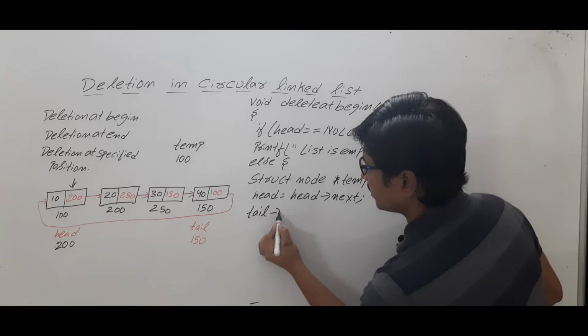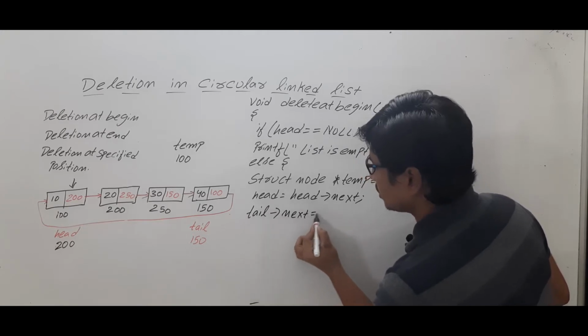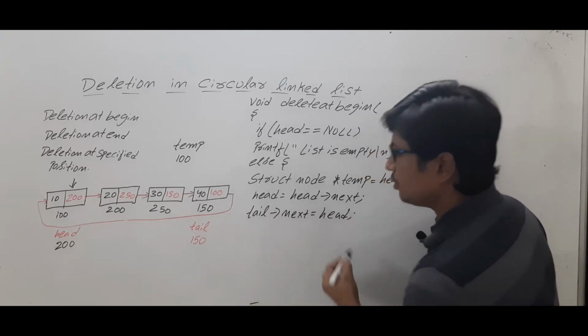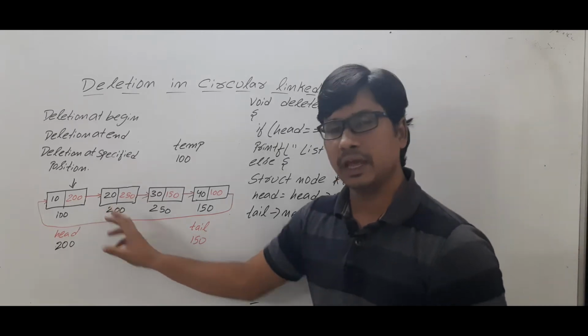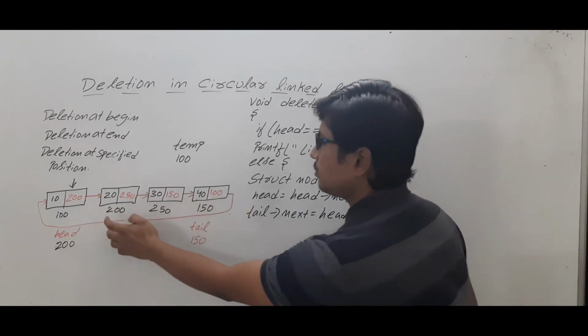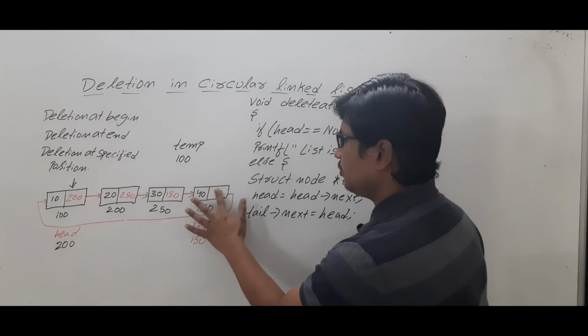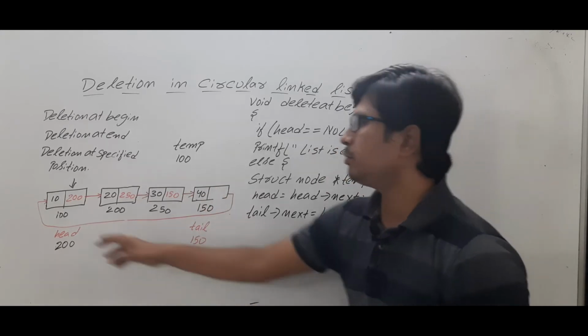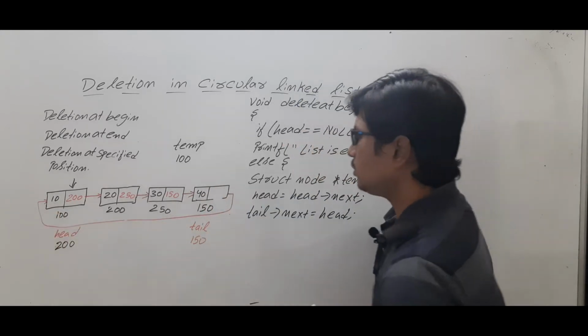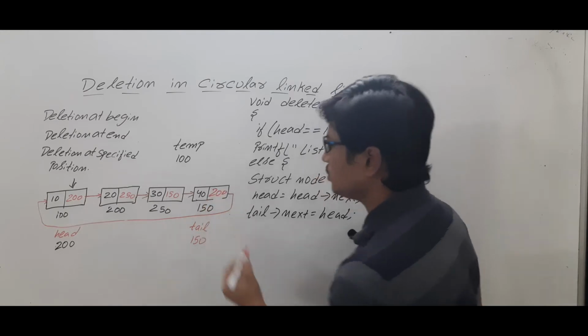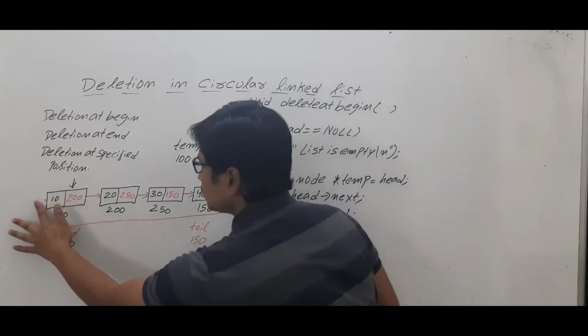Tail of next is equal to head. Now this will be the first node. Am I right? So here it should have the address of this node. So if you write 100, it will be pointing to this node. If you write 200 here, this node will be pointing to this node.